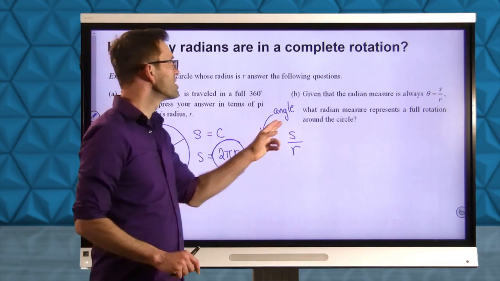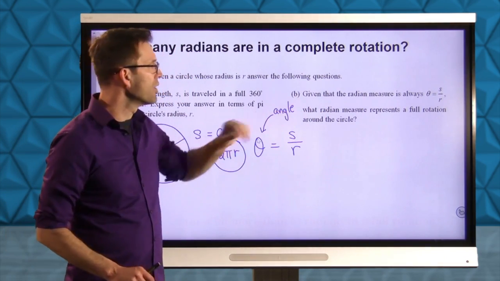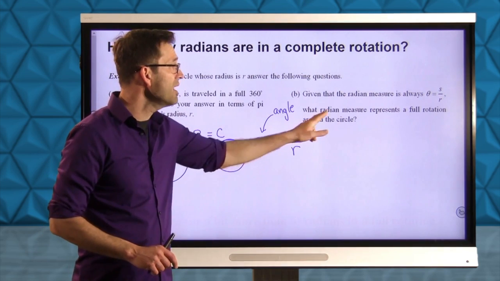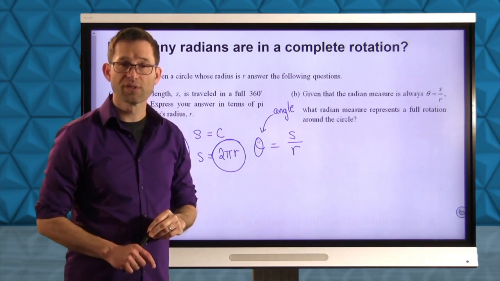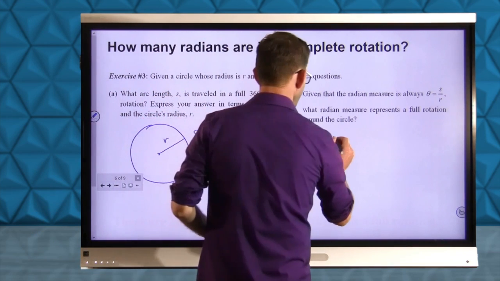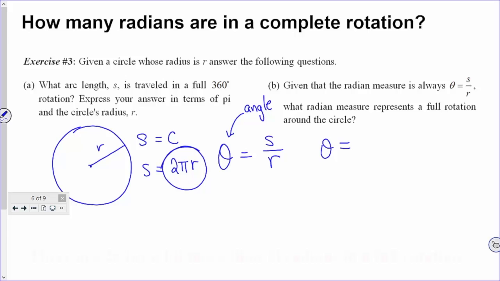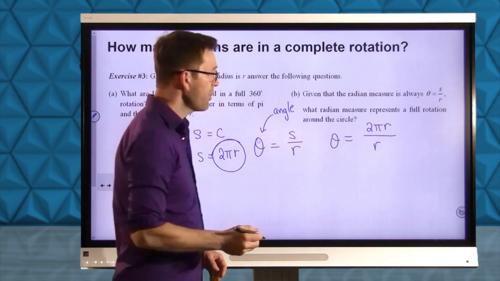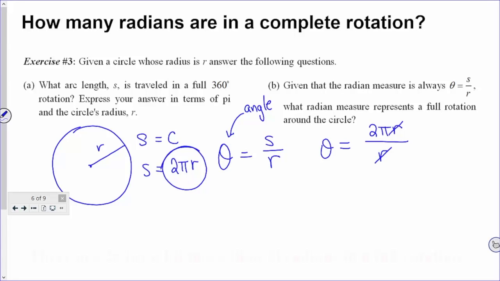So letter B then says, given that radian measure is always theta equals s divided by r, what radian measure represents a full rotation around a circle? Well, let's just do the calculation. That angle measurement is going to be s divided by r, but all the way around a circle we have 2 pi r divided by r, and what happens is that those radii cancel and we get 2 pi radians in a full rotation.